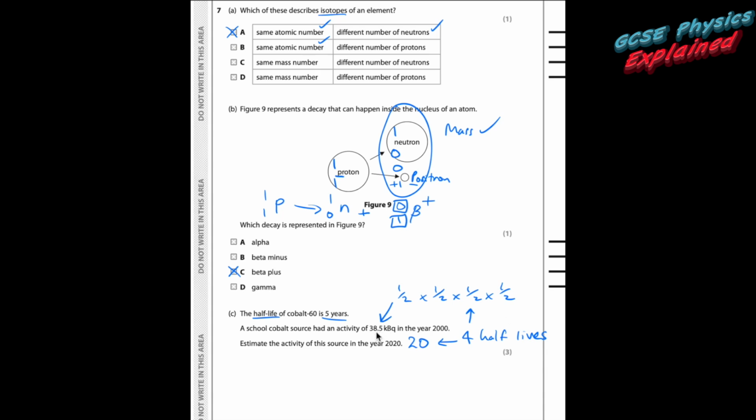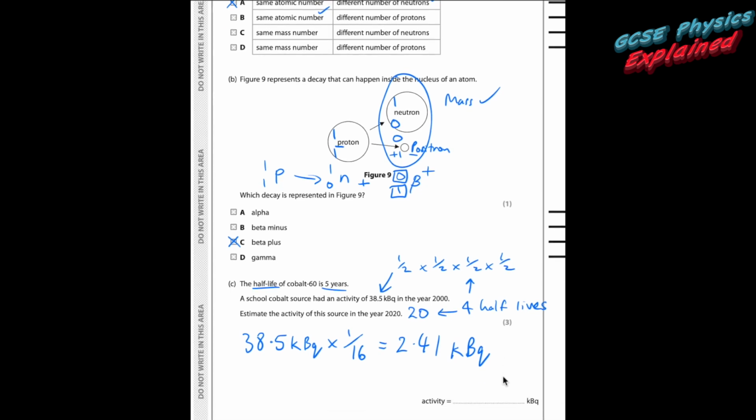Now you could either just do 38.5, half it, half it, half it, half it, or you can say half of a half is a quarter, half of a quarter is an eighth, and half of an eighth is a 16th. So you could just take that activity and multiply it by a 16th, whichever way you prefer. And that equals 2.41 kilobecquerels. And they wanted the answer in kilobecquerels, so there's no need to convert anything.